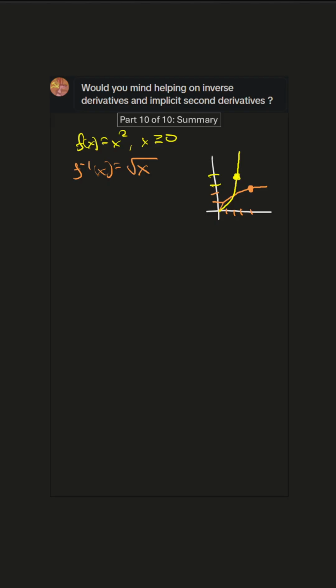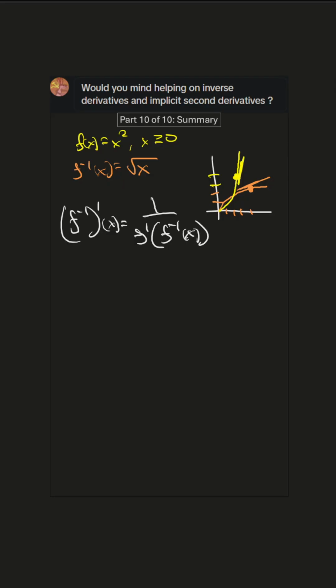And the interesting part is that their slopes are reciprocals. So the slope here is like that. Well, the slope here is just 1 over that slope. They are reciprocals. Okay, so that's what we need to know about the inverse derivative. And here's the formula real quick. F inverse prime of x equals 1 over f prime of f inverse of x.